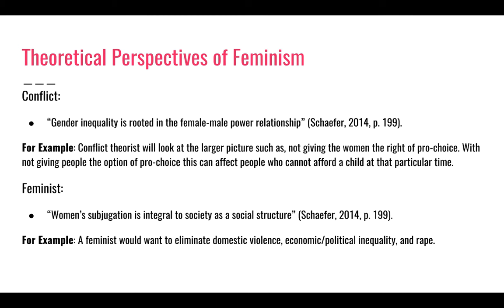For example, conflict theorists make sure they emphasize the overlooked effects that could be put into place on people. For an example of that, conflict theorists will look at a larger picture, such as not giving women the right of pro-choice. With not giving people the option of pro-choice, this can affect people who cannot afford a child at that particular time.